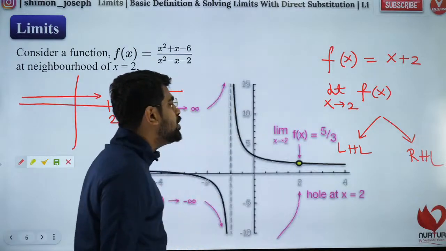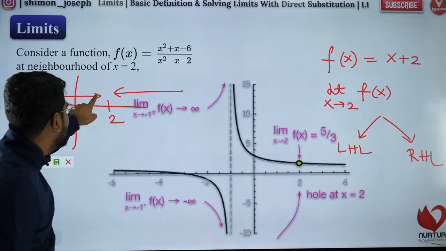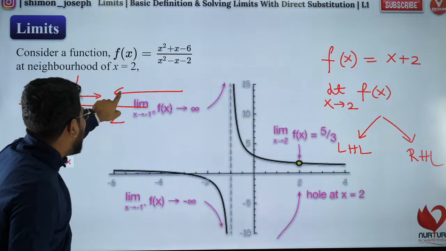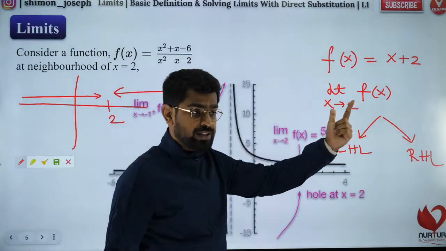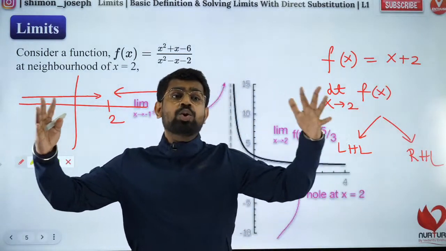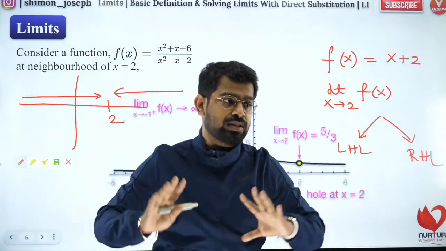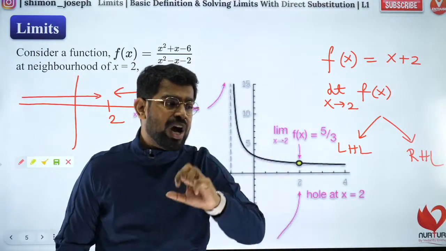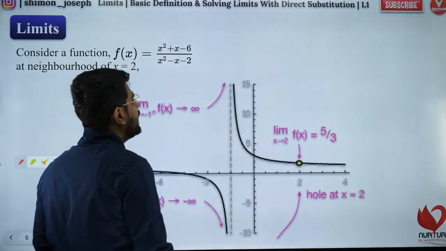So whatever value I approach when I come from the left side of 2 is called the left hand limit. Whatever value I approach as I come towards 2 from the right hand side is called the right hand limit. So if both these values are equal, then you say limit will exist. Are you all happy with that? Everybody cool? So now people, let's have a look at this.